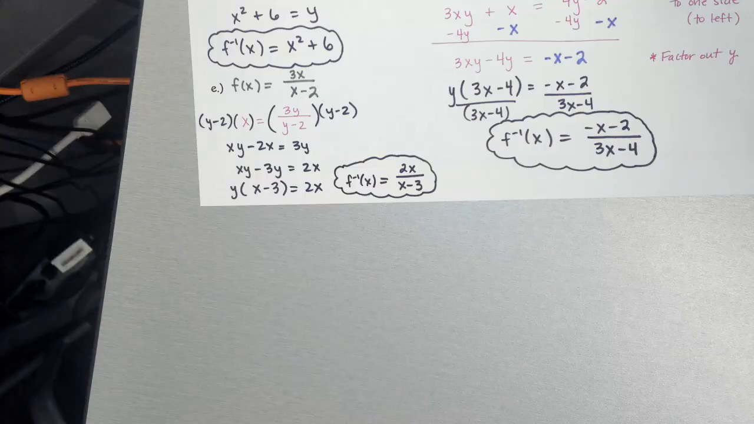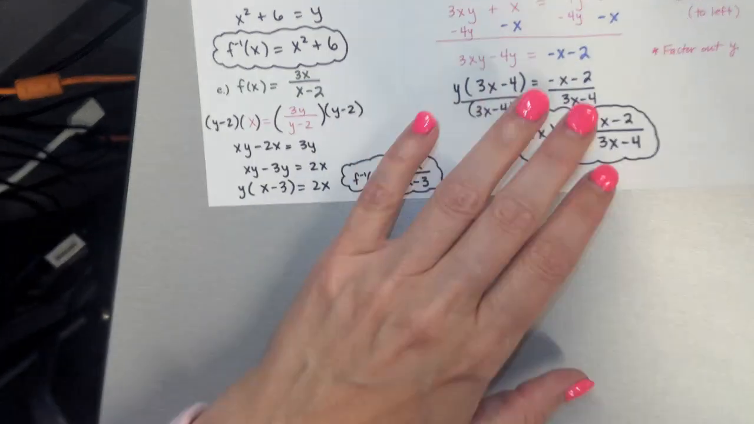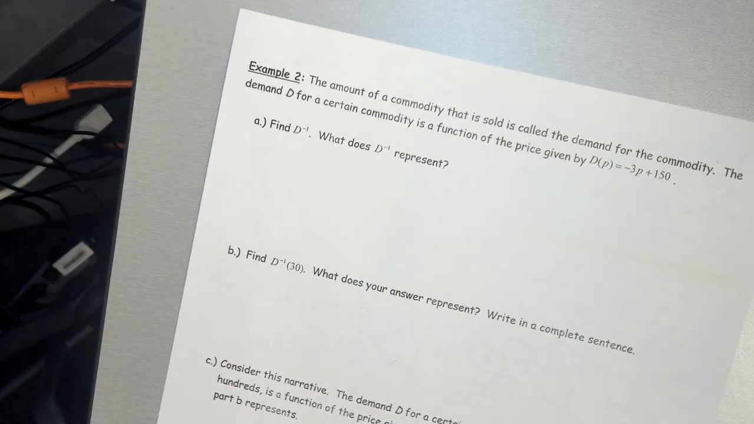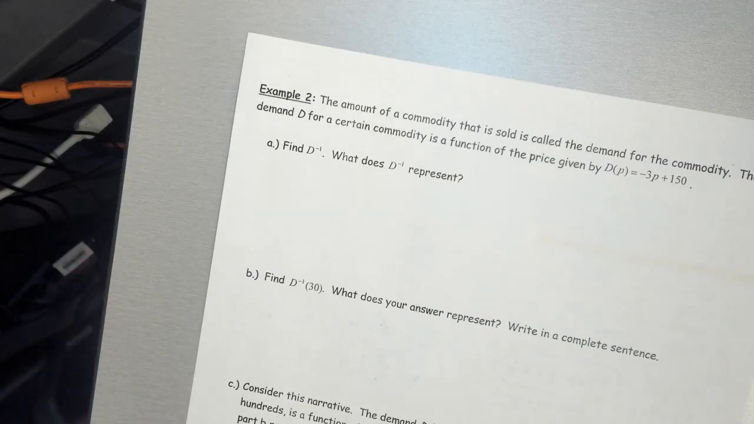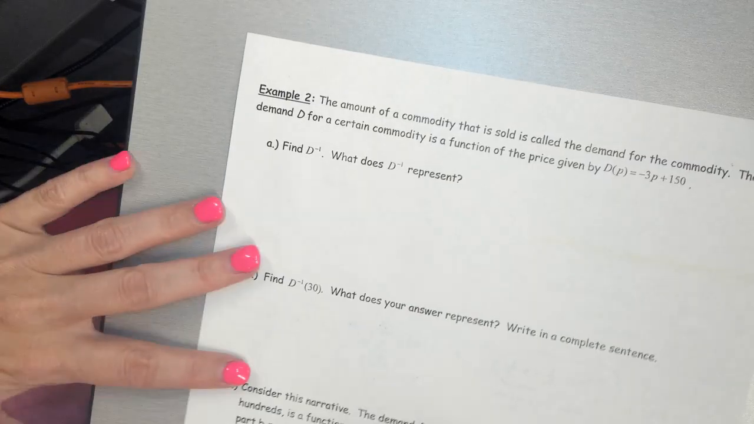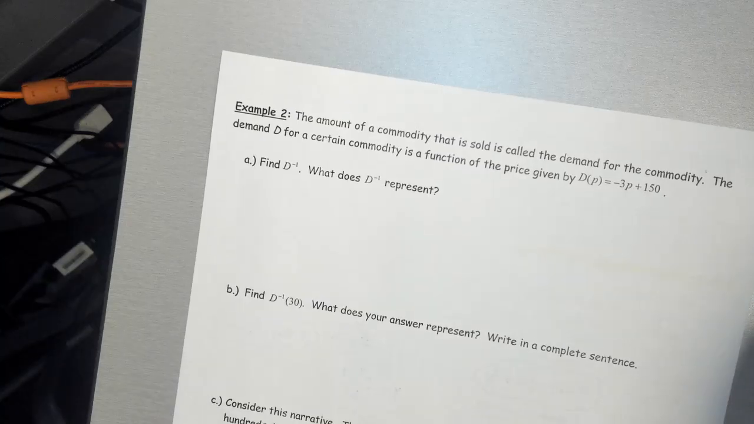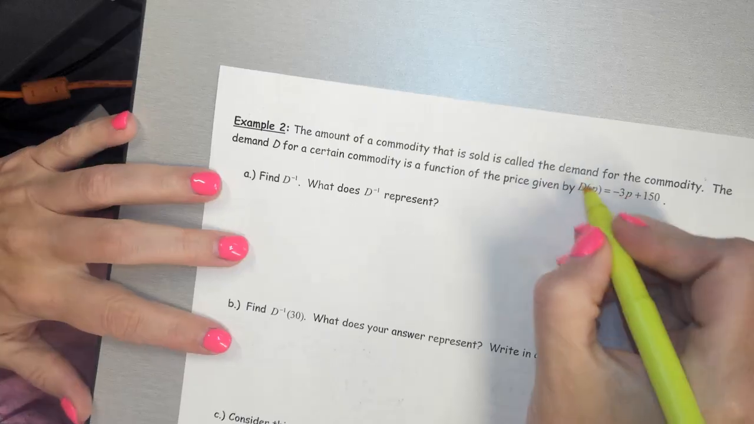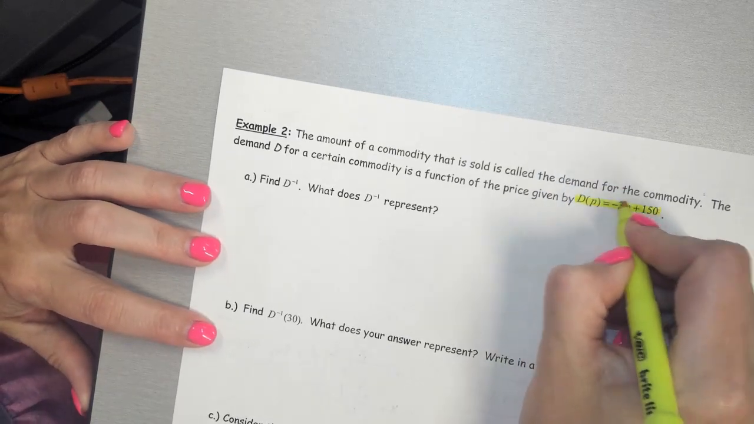All right, any questions for me on the front side? All right, let's talk some story problems. Okay, so in example 2, it says the amount of a commodity that is sold is called the demand for the commodity. The demand D for a certain commodity is a function of the price given by this equation.